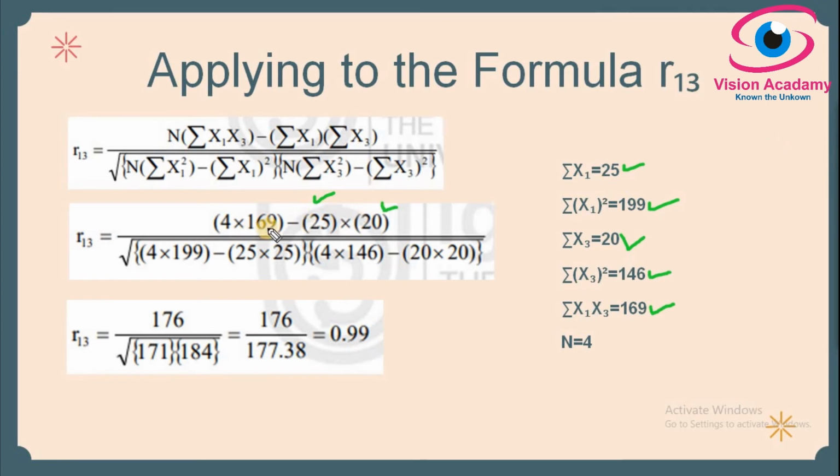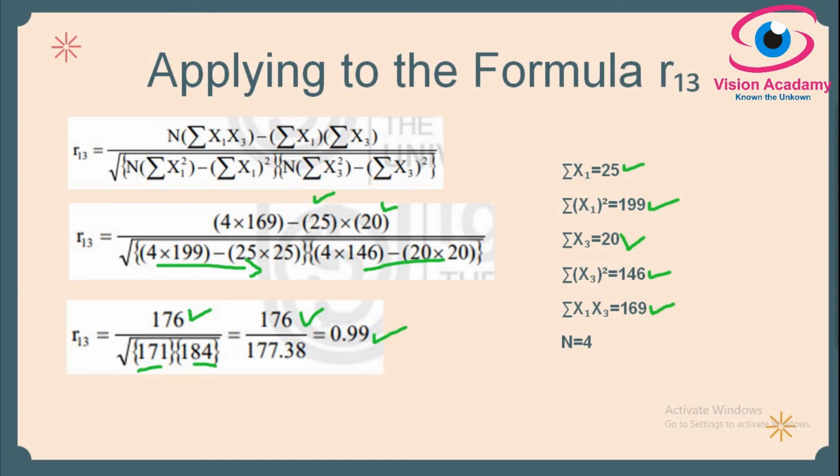So 4 into 169 minus 25 into 20 is 176, and with this portion, when we subtracted, we got 177. When we subtracted this portion, we got 184. Now we will multiply 177 into 184. Thereafter we will take the root. So when we take the root, we got the value in the denominator 177.39, in the numerator 176. When you divide 176 by 177.39, R13 is 0.99.